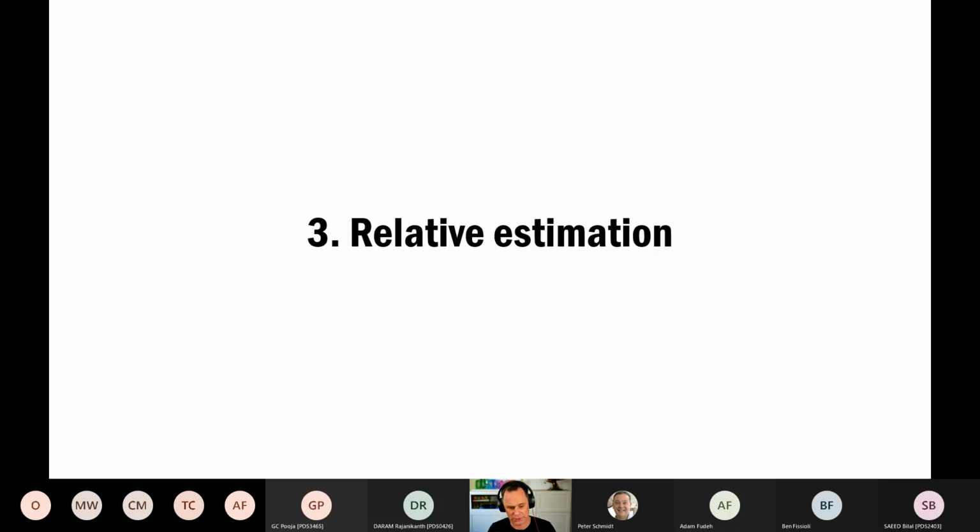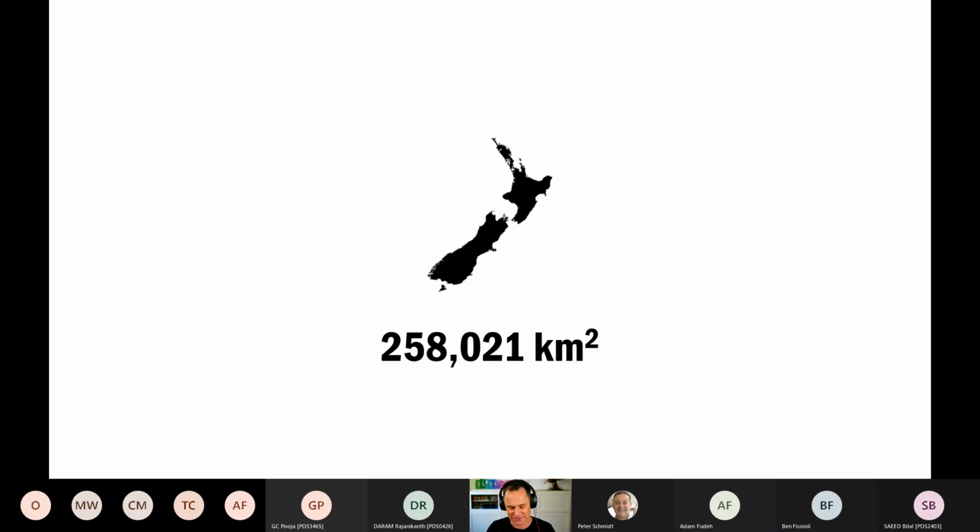Another technique that we can use to reduce uncertainty is something called relative estimation. Absolute estimation is where we break everything down into tasks and estimate how long it's going to take, maybe to the nearest 15-minute increment. Relative estimation just compares the size of two things. Anybody recognize this country? It's New Zealand, good. It's 258,021 square kilometers, but I bet you were just about to say that.